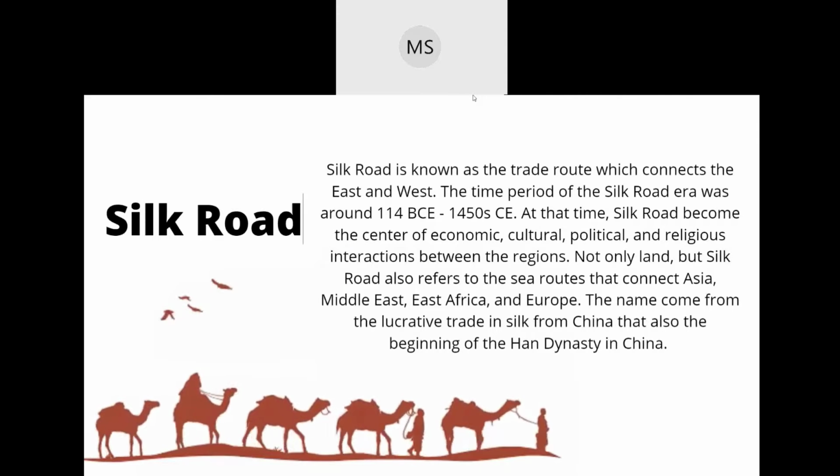Silk Road is known as the trade route which connects the east and west. The time period for the Silk Road era was around 114 BCE to 1450 CE. At that time, Silk Road became the center of economic, cultural, political, and religious interactions between the regions. Not only land, but Silk Road also refers to the sea routes that connect Asia, Middle East, East Africa, and Europe. The name comes from the lucrative trade in silk from China, which began in the Han dynasty in China.